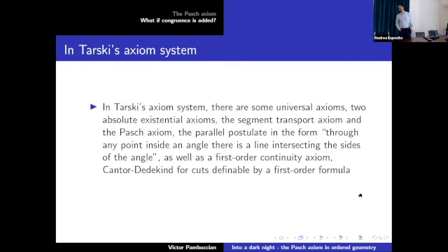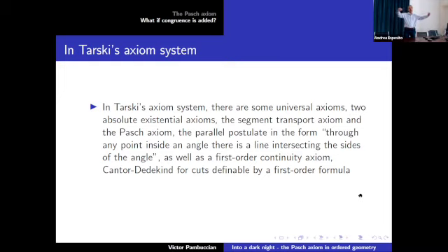And then there is a segment transport axiom that is existential because it says that this segment can be transported on some ray. And it has the Pasch axiom, which is also an existential one. And the parallel postulate in the form that from any point inside an angle, there is a line that intersects both sides of the angle. To these, it has a first order continuity axiom.